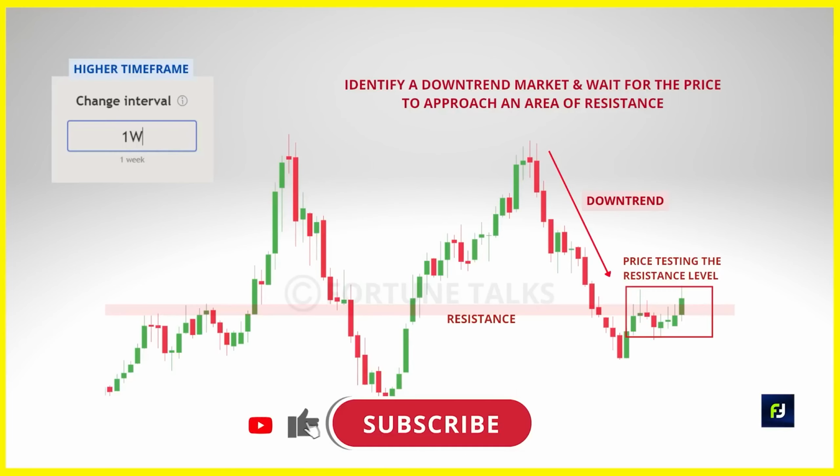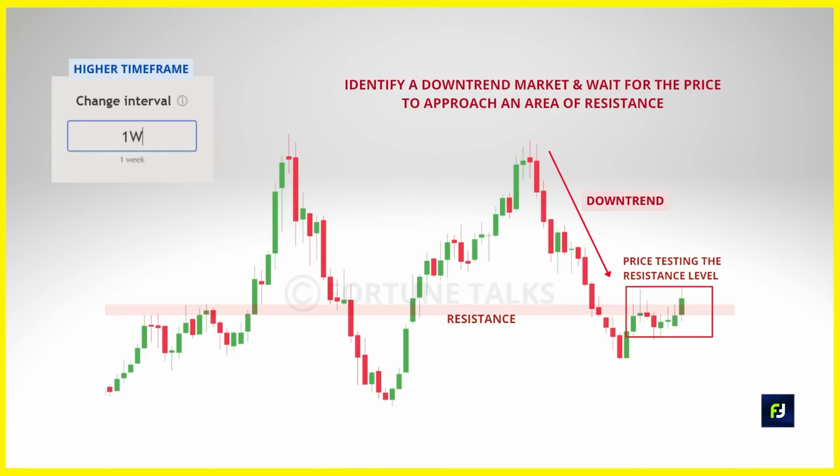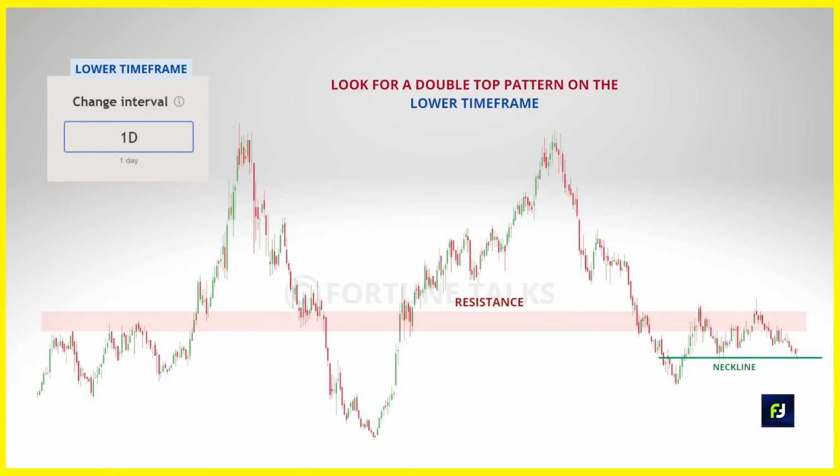The first step is to identify a downtrending market or a downtrending price action on a higher time frame, depending upon your trading style. I have already made a video on time frame selection. You can watch that video to learn more. Now what you need to do is to wait for the price to approach an area of resistance on the higher time frame. Now if you find such a setup, move down to your lower time frame, then look for a double top pattern on the lower time frame.